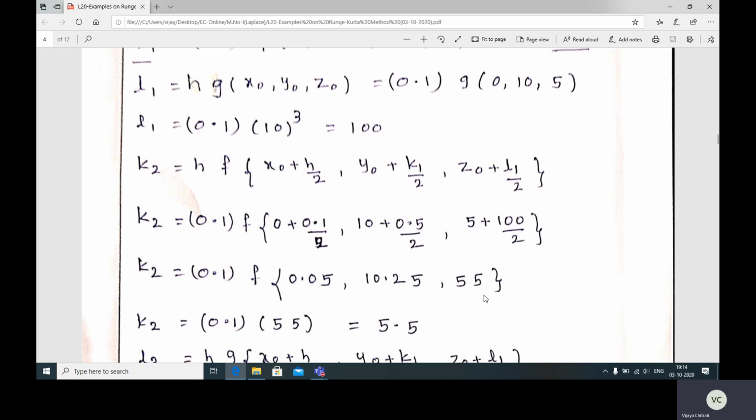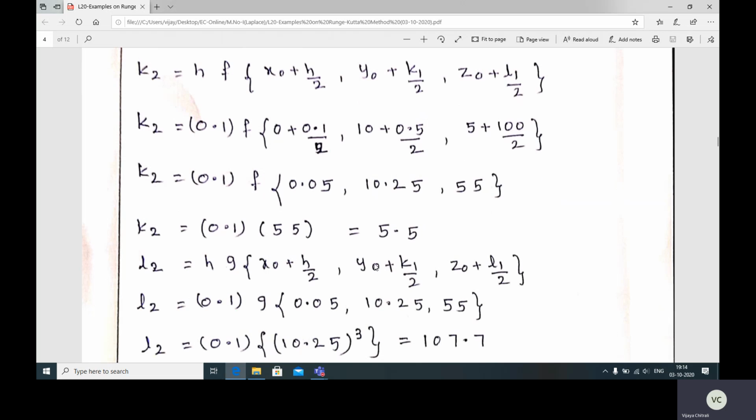Now f of x, y, z is z. In place of z, what we have here? 55. So 0.1 into 55 is 5.5.